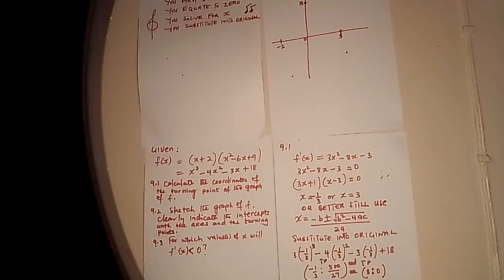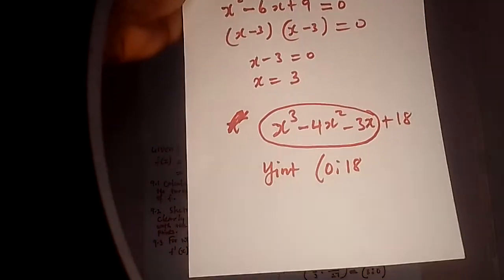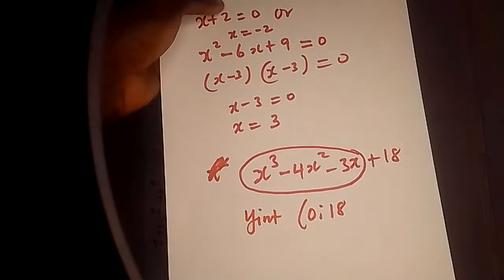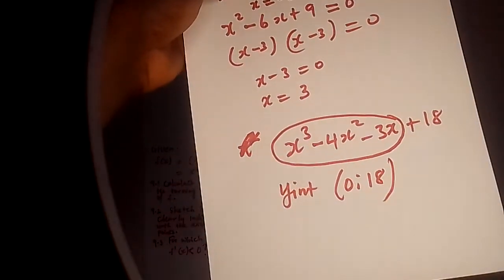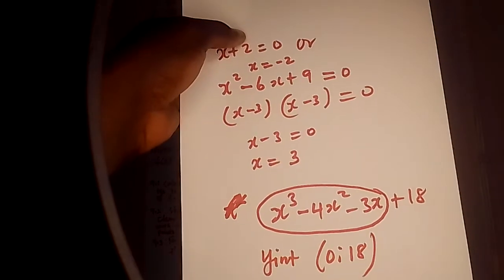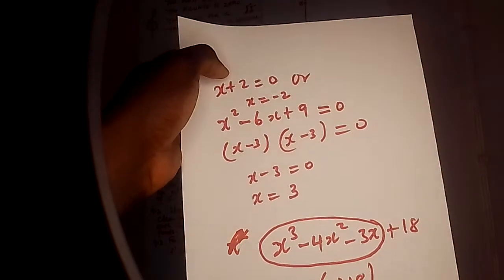Your y-intercept now is (0, 18). Our y-intercept is (0, 18). So you can see it is (0, 18). That is the coordinates of the y-intercept.